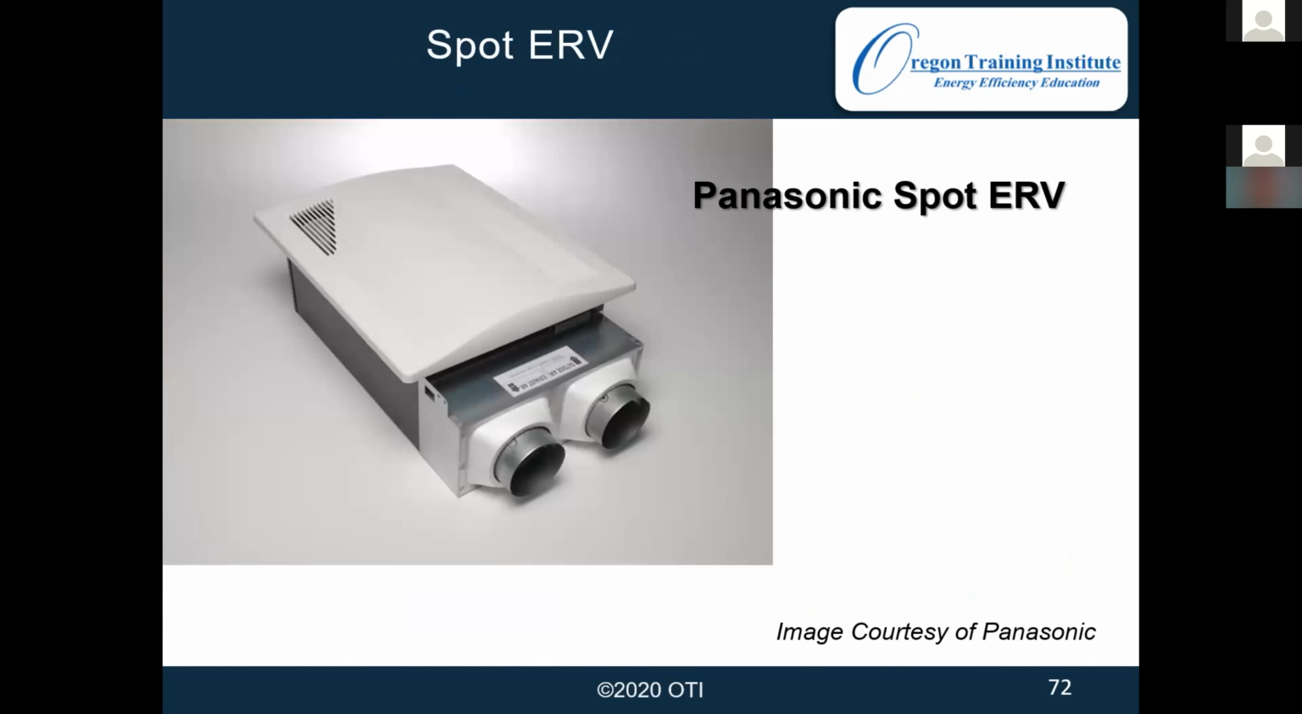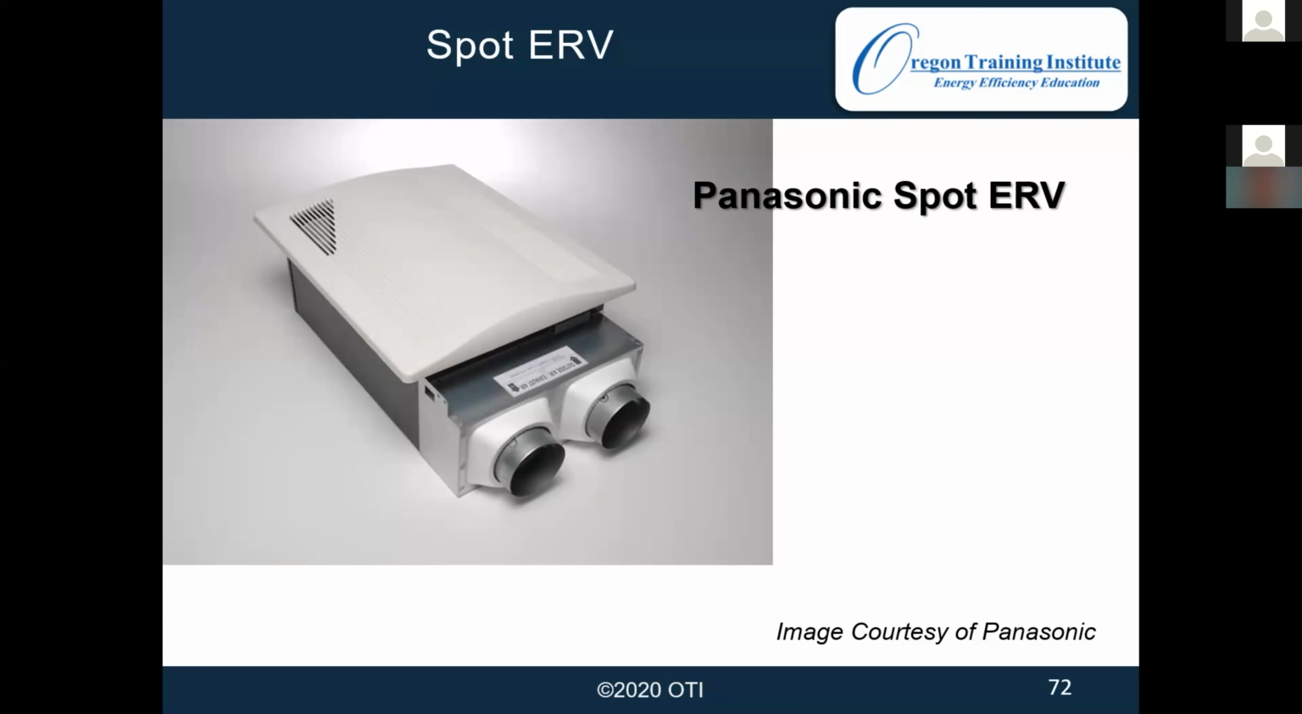Recently, Panasonic's come out with a sort of mini ERV where it exhausts the bad air, brings in the good, but it is an ERV, so it is going to capture some of that humidity, which is desirable in a dry climate like a lot of Eastern Oregon, but maybe not so in more humid places where we're trying to dry the building out more.